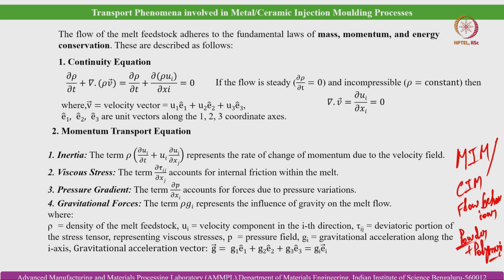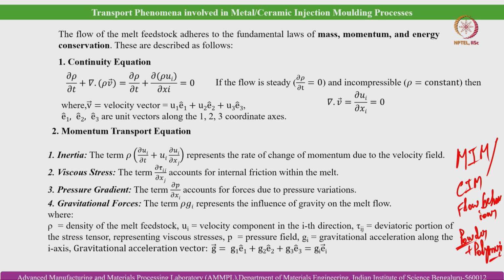When we use metal powder, we call the process metal injection molding, and when we deal with ceramic powders, we call it ceramic injection molding. But the fundamental underlying principles of both processes remain the same. So how do we investigate the transport phenomena involved in MIM and CIM processes? Basically the physics is the same as in any other flow process, like we discussed in case of casting, welding, additive manufacturing, and so on. We need to solve the governing equations of mass, momentum, and energy.